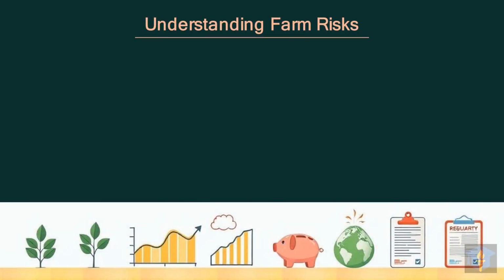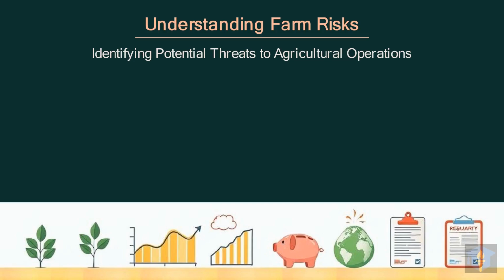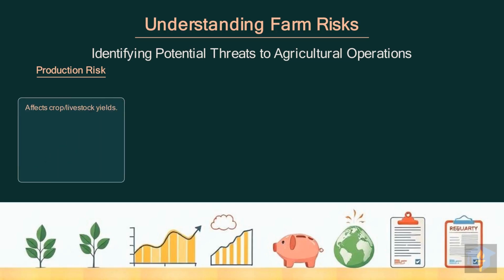Today, we're diving into understanding farm risks, a crucial topic for every agricultural operation. We'll be identifying potential threats to agricultural operations that farmers face regularly. First, let's look at production risk, which directly affects your farm's output. This risk primarily affects crop and livestock yields throughout the growing season. It's caused by weather patterns, pest invasions, and various plant or animal diseases. Ultimately, these factors can lead to significantly reduced output and lower productivity.